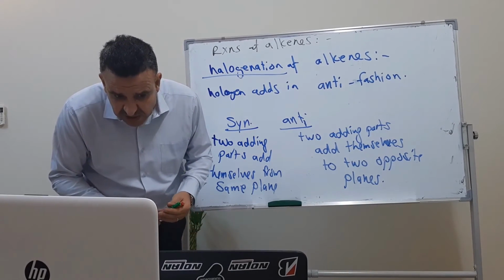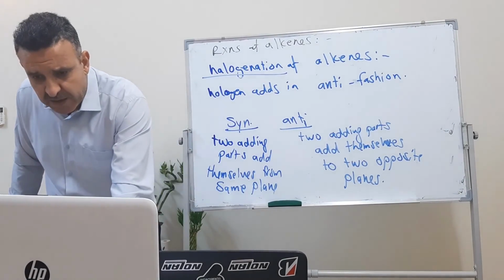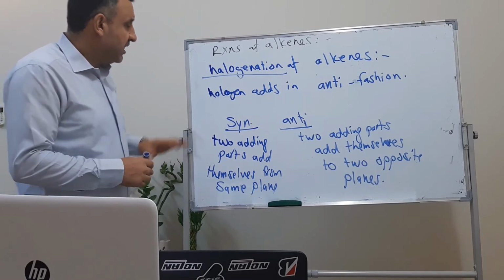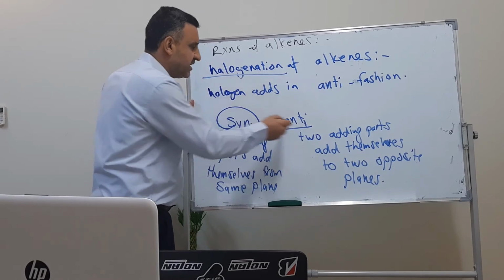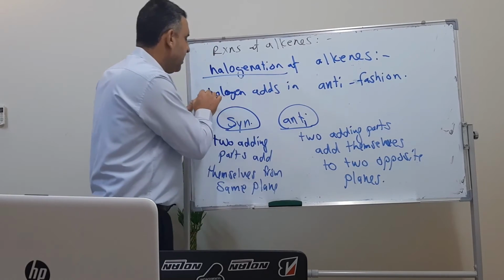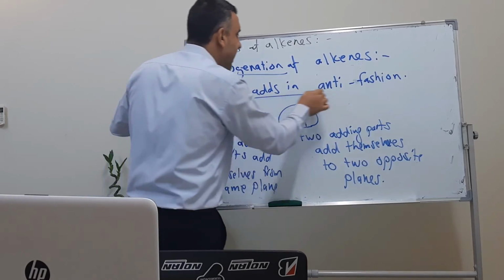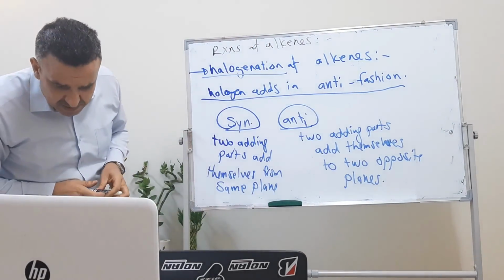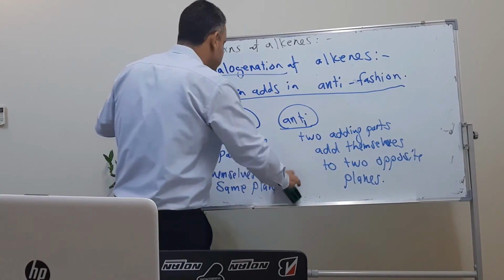So that has a direct consequence for the stereochemistry. That's the whole issue, and remember this when we talk about syn and anti. In the halogenation reaction, it always adds in anti fashion. So remember this: halogenation leads to anti-addition.